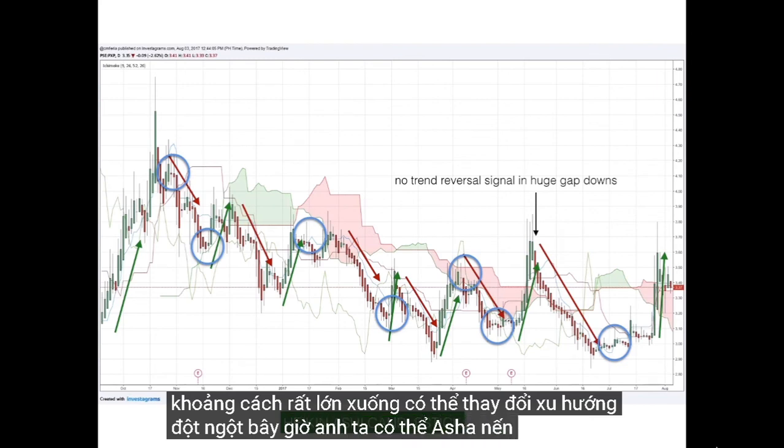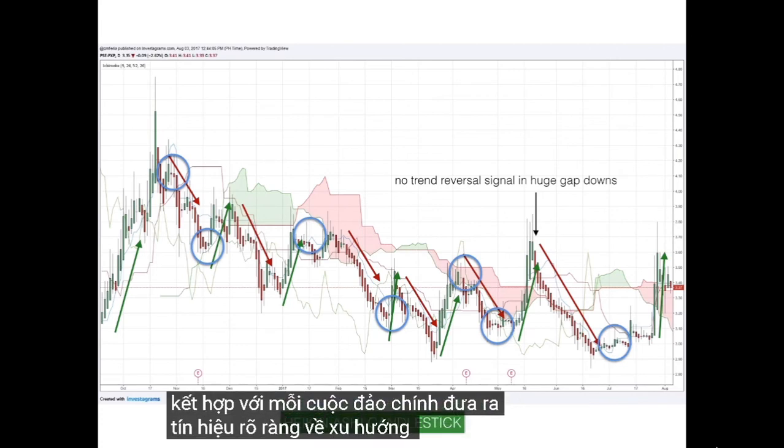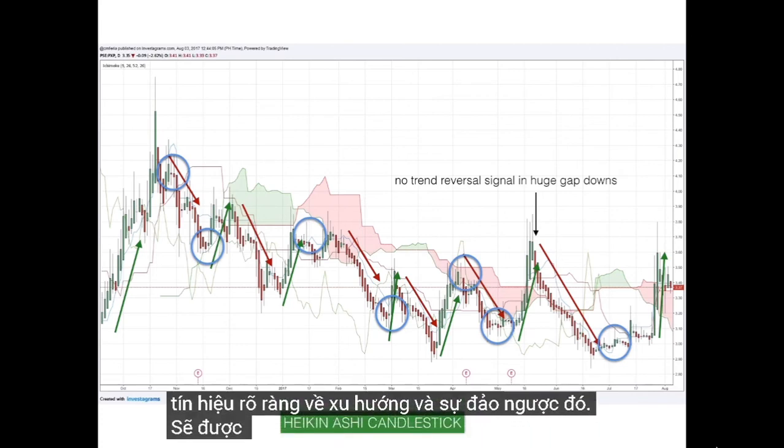Now, Heikin Ashi candlesticks in combination with Ichimoku give clear signals of trend and reversal that could be used for bounce plays.